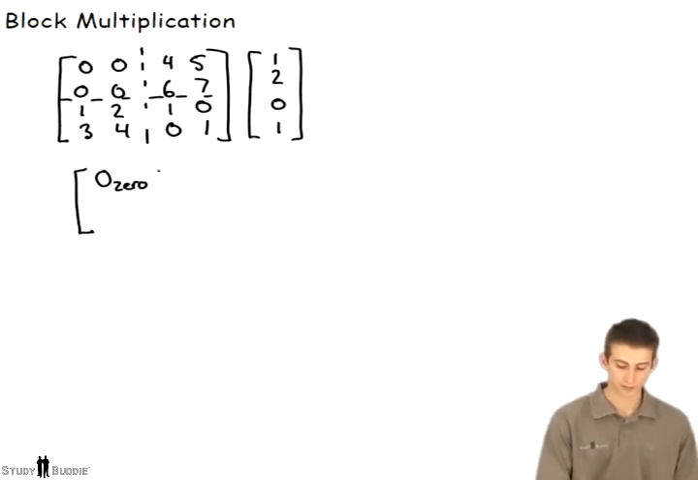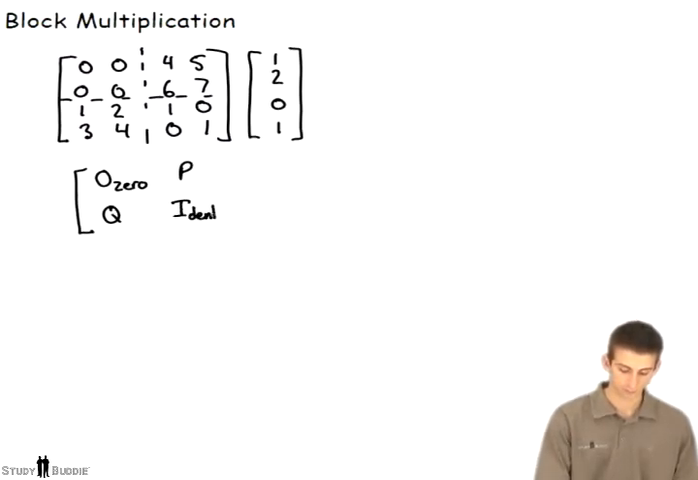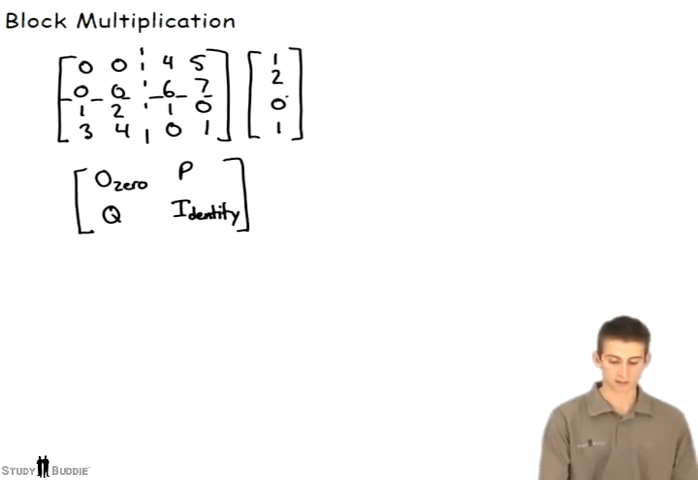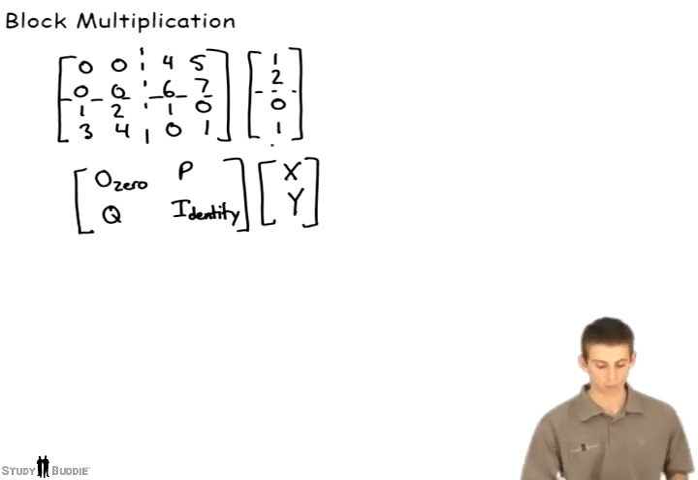We'll call the 4, 5, 6, 7 matrix matrix P. This matrix we can call matrix Q. And this bottom right one, as we can see, is an identity matrix. And then, since we divided this matrix in half, we have to do the same thing with the other one. So we can call this new matrix simply X and Y, where X is 1, 2 and Y is 0, 1.